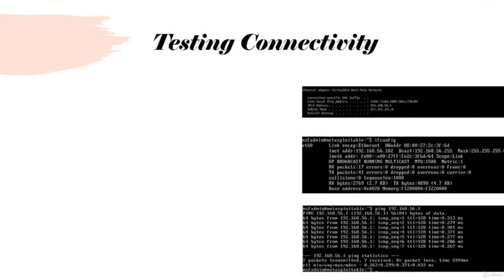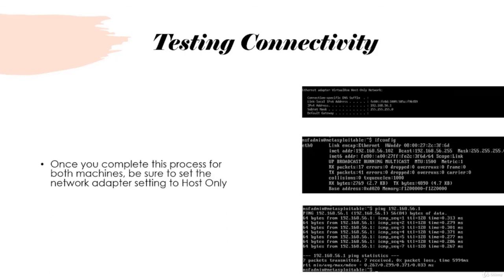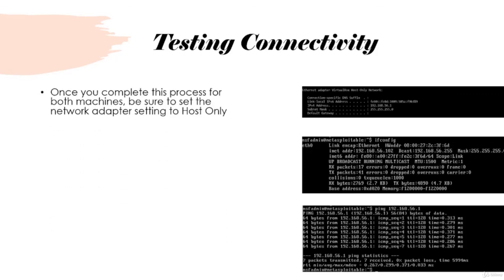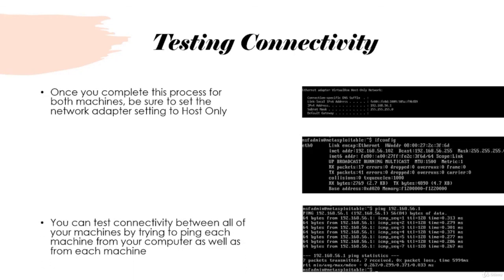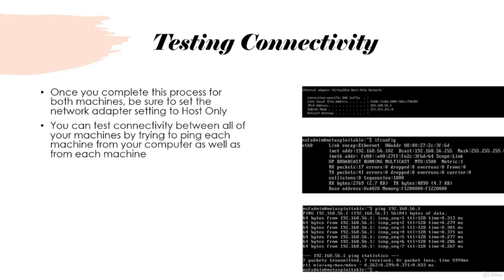Now that we have our lab set up and everything is supposedly on the same network, we can go ahead and test connectivity between our machines. You see some screenshots here showing the command prompt output from when I ran the ipconfig or ifconfig command. Before we do this, make sure that the network adapter setting for each VM is set to host only mode. That's going to allow us to test the connectivity by doing a ping.